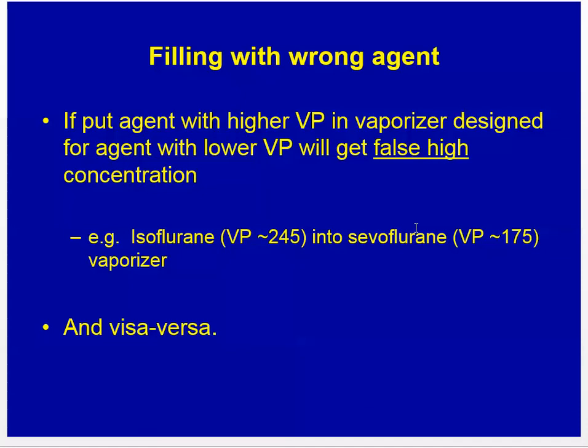If you put an agent with a higher vapor pressure in a vaporizer designed for an agent with a lower vapor pressure, you will get a false high concentration. In other words, if you put isoflurane with a vapor pressure of 245 in a sevoflurane vaporizer designed for a vapor pressure of 175, you will get an excessively high concentration of isoflurane, and vice versa. If you put an agent with a lower vapor pressure in a vaporizer designed for an agent with a higher vapor pressure, you'll get a false low concentration.